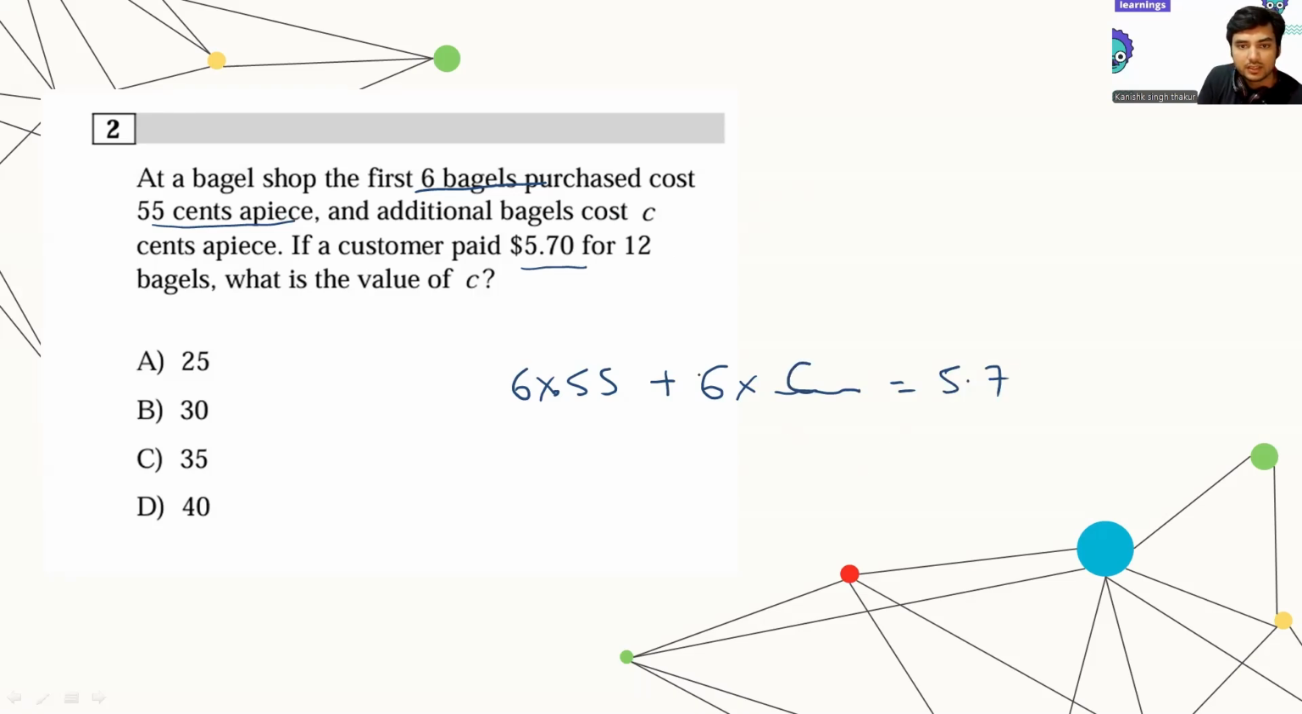So what is the value of C? So C is the additional cents per piece, right? So 6 times 0.55 will give you 3.3. So 6 times C is 5.7 take away 3.3. How much is it? 2.4. So C will be equal to 40.